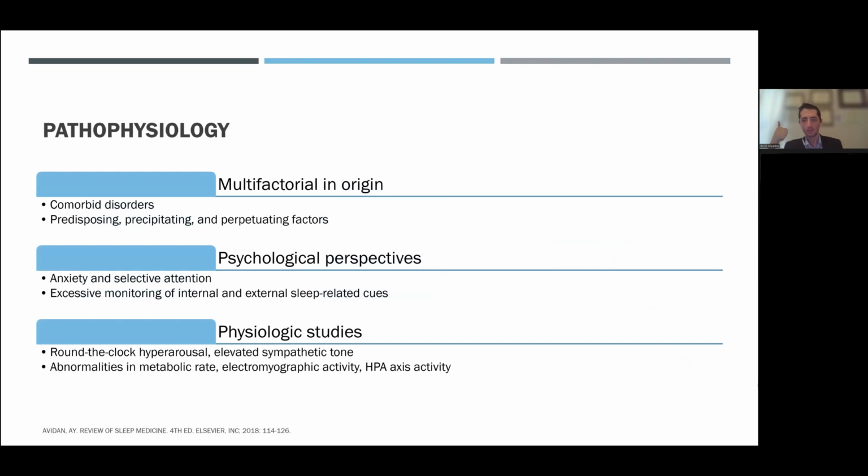So what is the pathophysiology? That's what we want to get to in order to assess insomnia and properly diagnose it. It could be multifactorial, like I said. There could be comorbid disorders. And the tenets are the 3 Ps that lead to an insomnia condition that becomes chronic. You have predisposing factors, precipitating factors, and perpetuating factors. Something that predisposes it, something that brings it on.